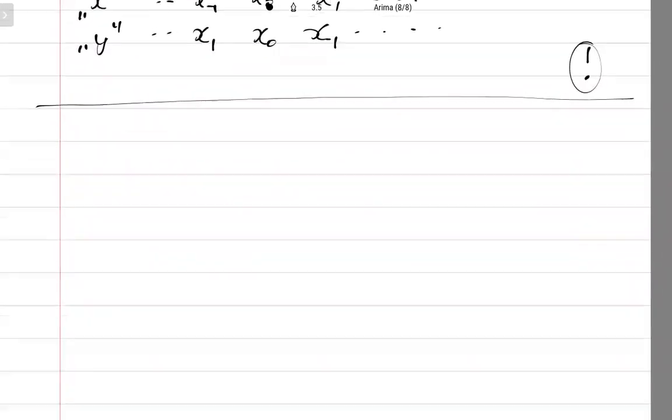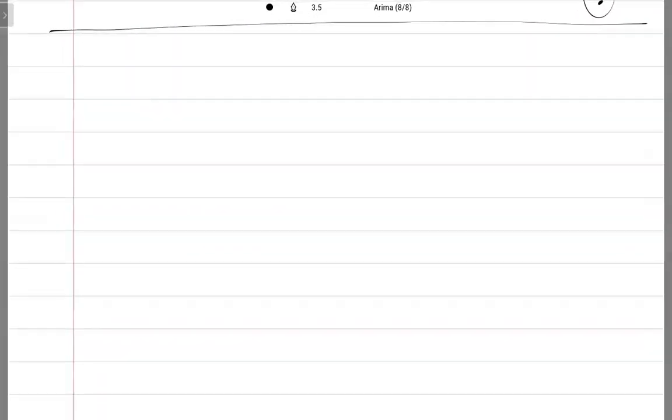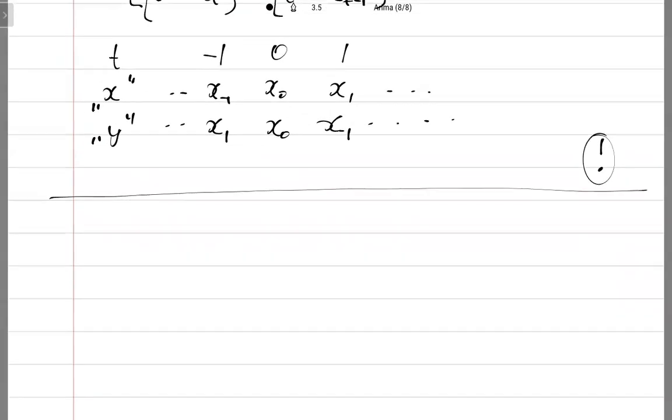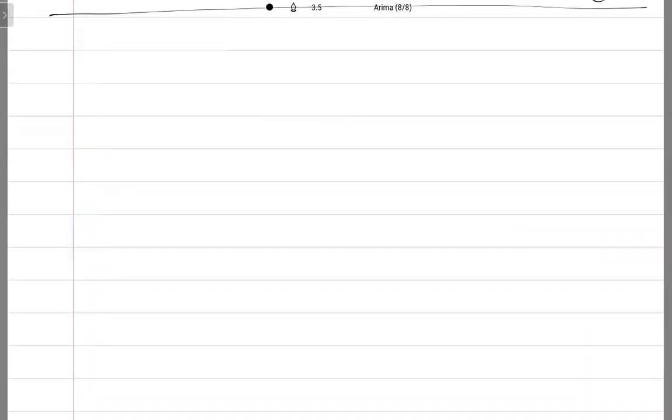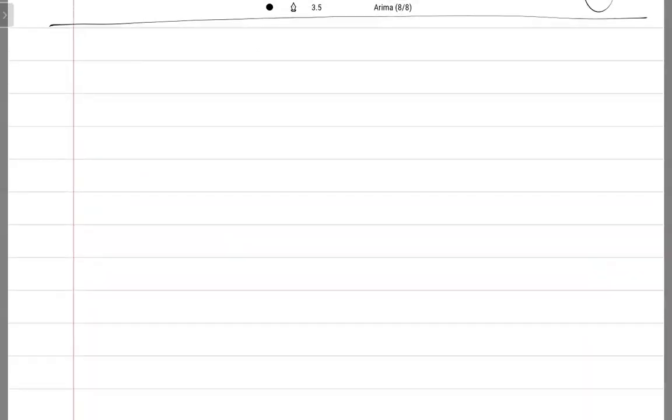That's the first point. What else do you need to know about the lag operator? Any question? No more questions.